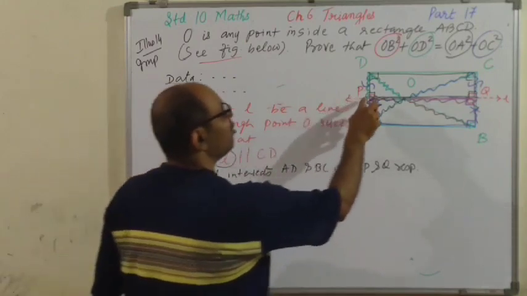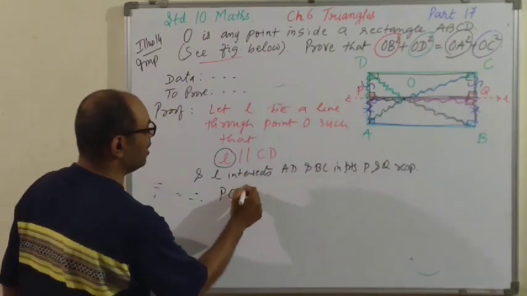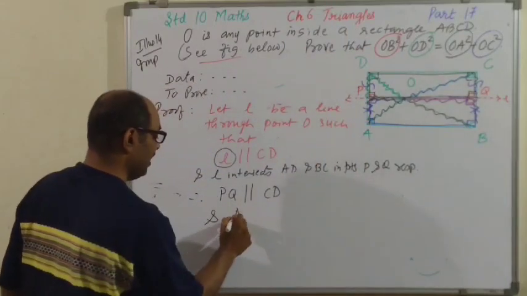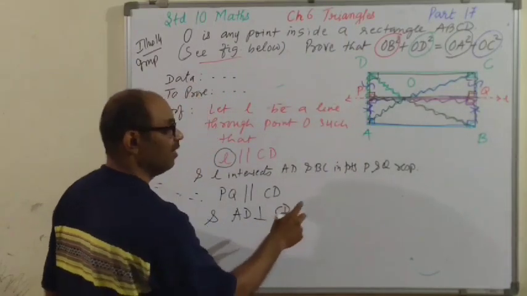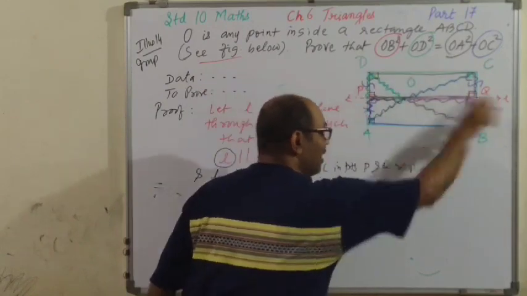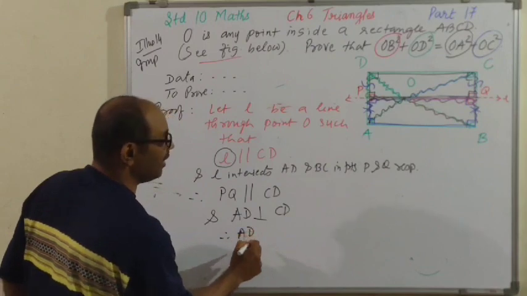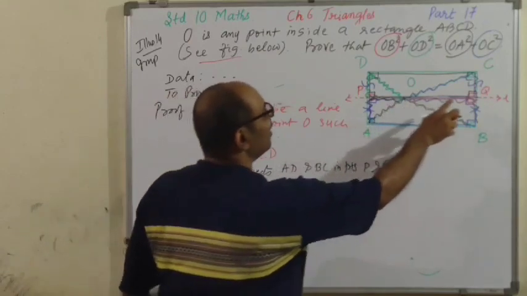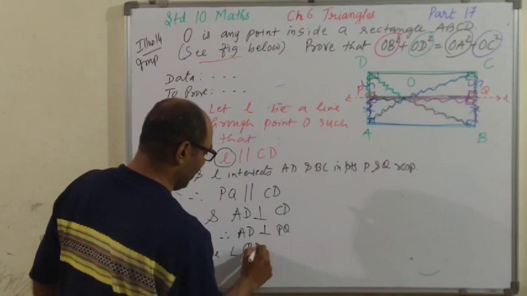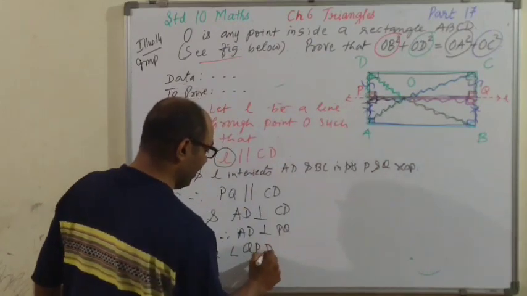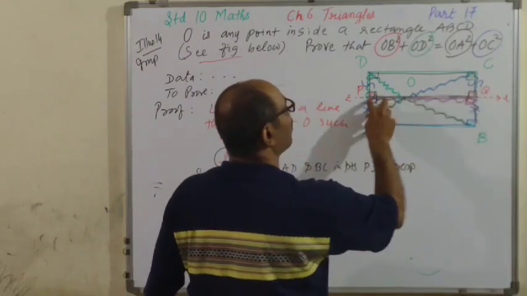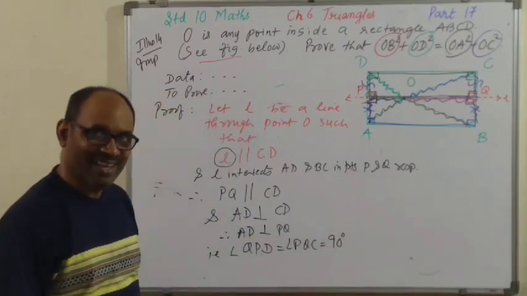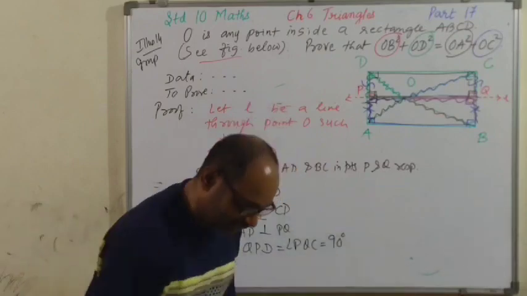Now, instead of L, you can say PQ. Therefore, PQ is parallel to CD, and AD is perpendicular to CD. So AD is perpendicular to PQ also. That is, angle QPD is 90 degrees, and angle PQC is equal to 90 degrees. Okay, fine.